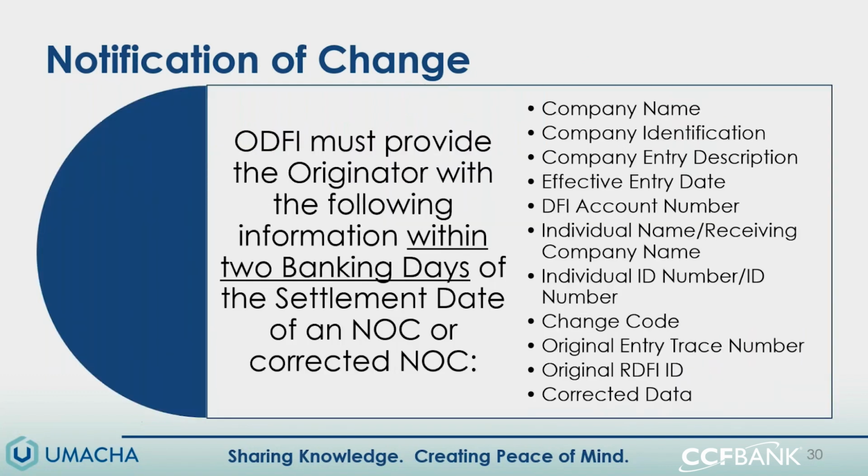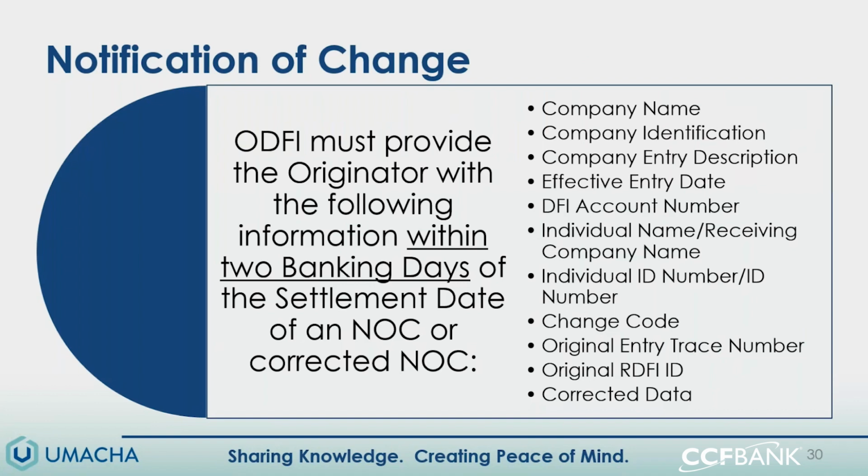All right. When we talk about notifications of change, the ODFI, or CCF Bank, has an obligation to provide you, the originator, with this information within 2 banking days of the settlement date of that notification of change or a corrected notification of change. You see everything listed here on this slide. So things like the company name, company ID, all the way down. A lot of this information is going to come directly from the entry. They're going to pass it back to you as the originator so that you can find this entry in your system, figuring out when did we originate, which entry are we talking about, and then what information needs to be changed so that you can make those changes.